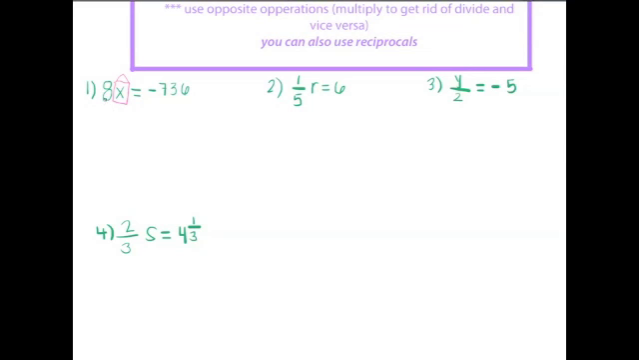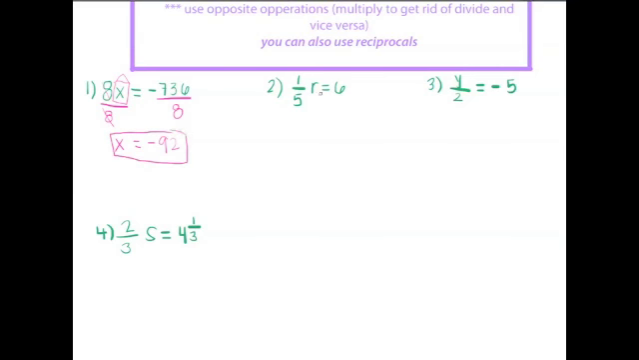So if the 8 is being multiplied to the x, remember the opposite of multiplying is dividing, so that means I'm going to divide 8 on both sides. And what happens here? This cancels out and this cancels out, and it looks like that. And believe it or not, negative 736 divided by 8 actually goes in evenly, 92 times. And there's a negative, so I just dropped it down. Okay.